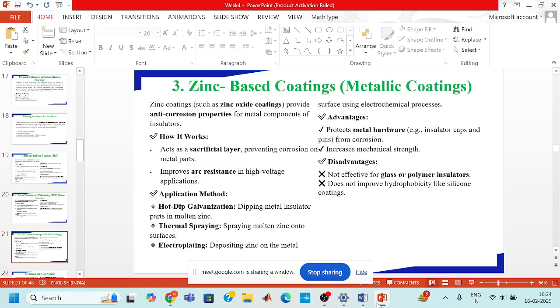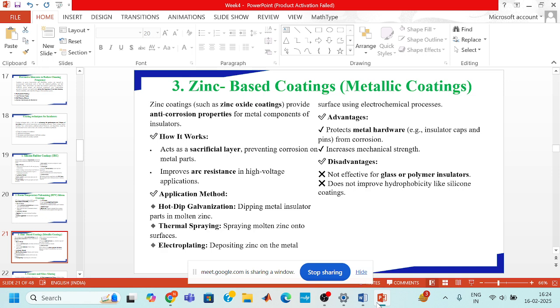Okay, next is zinc-based coatings, also known as metallic coatings. Zinc coatings, such as zinc oxide coatings, provide anti-corrosion properties for metal components of insulators. It acts as a sacrificial layer and prevents corrosion on metal parts, and it improves arc resistance in high voltage applications.